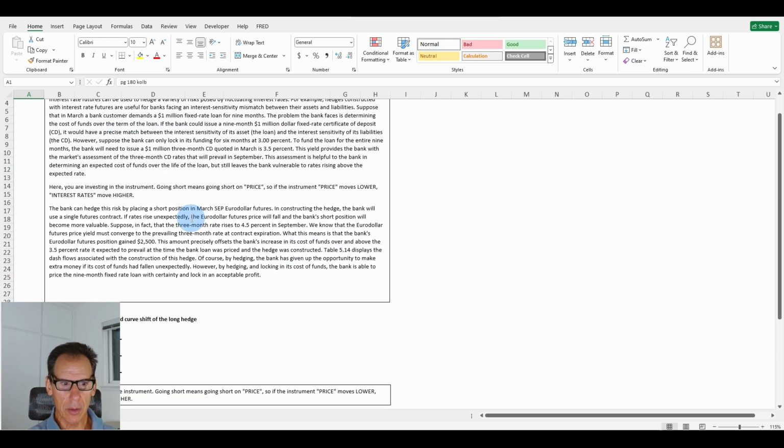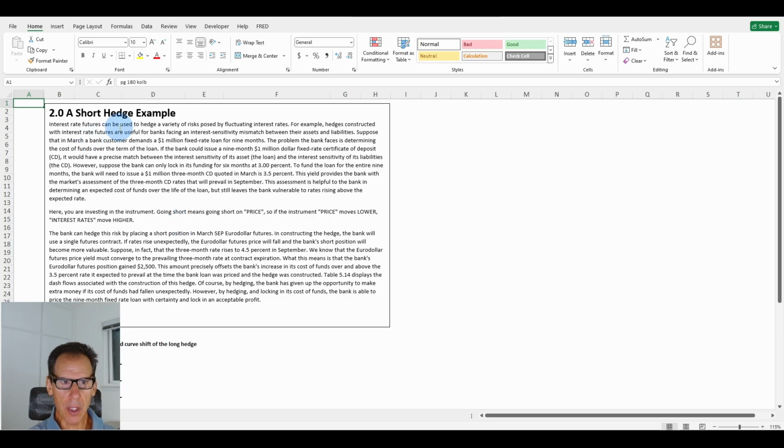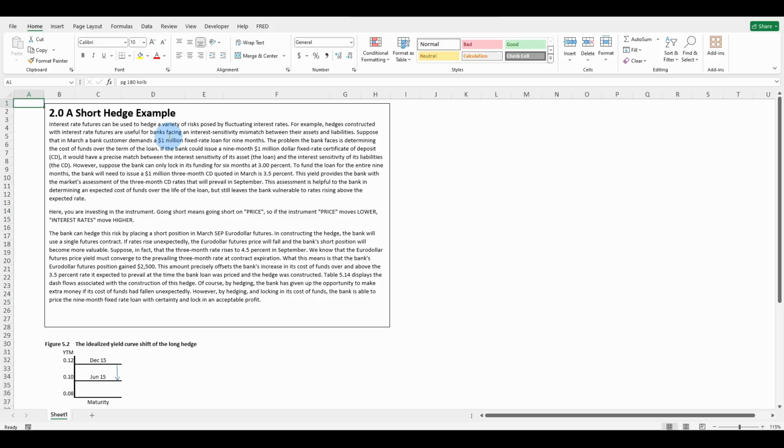This will be shortened to the point. Interest rate futures can be used to hedge a variety of risks posed by fluctuating interest rates. For example, hedges constructed with interest rate futures are useful for banks facing an interest sensitivity mismatch between their assets and liabilities. Suppose that in March, a bank customer demands a $1 million fixed rate loan for 9 months.